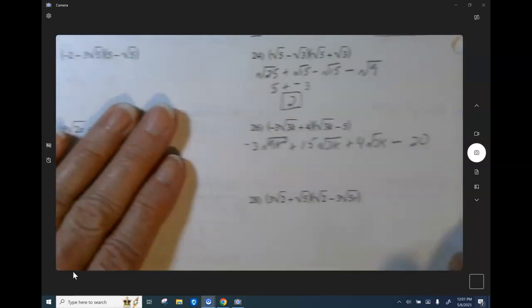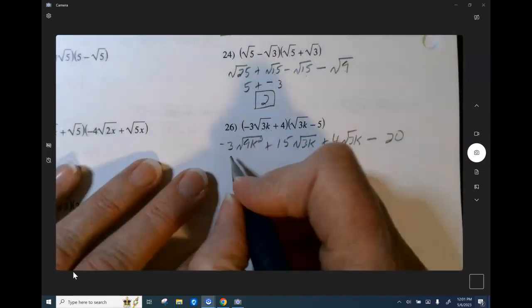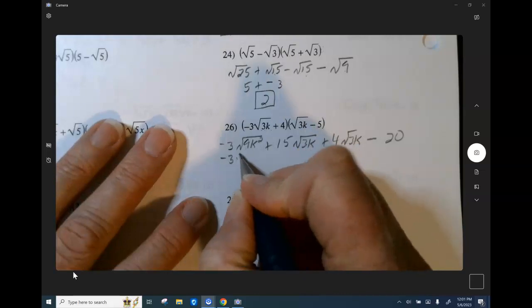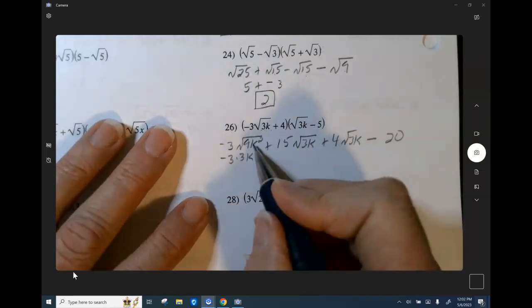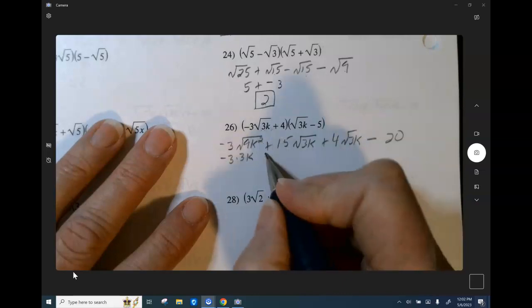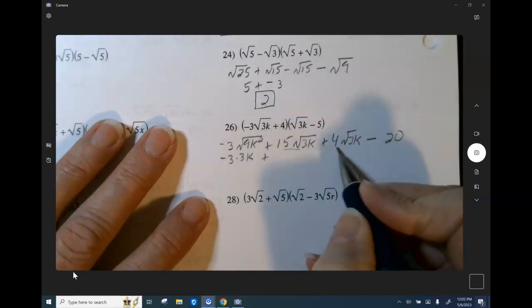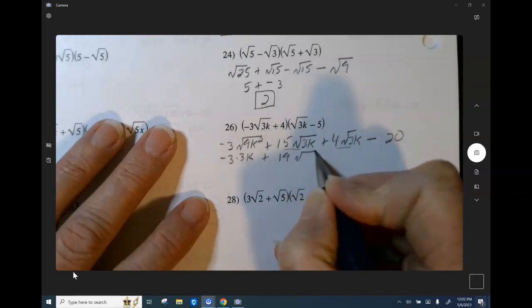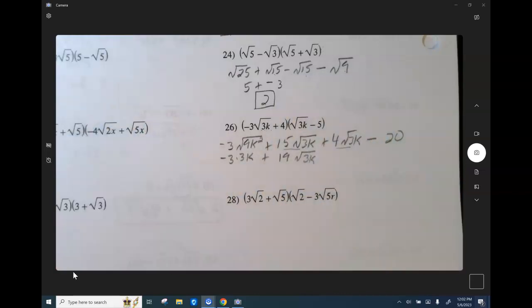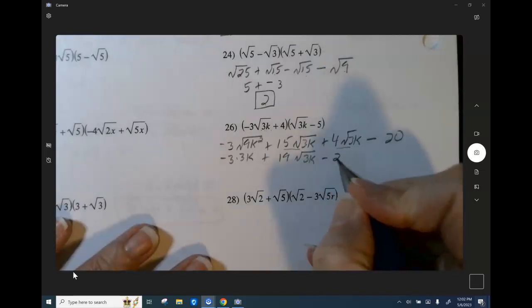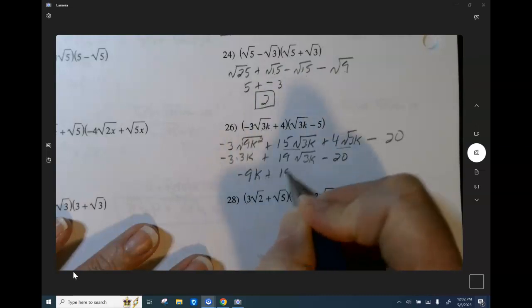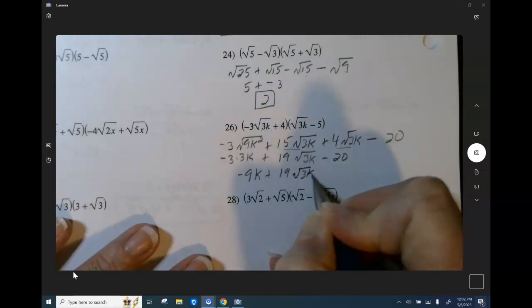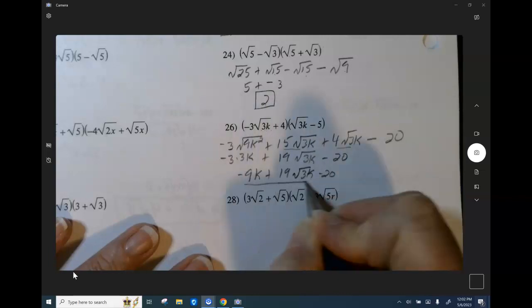Okay, you with me? So we can simplify here. We have a negative 3. Square root of 9 is 3k to the first power. Because when I take the square root, I divide the exponent by 2. Plus, oh look, like terms. So I have 19 square root 3k. And notice what's under the radical does not change. They're just like radicals. They just keep hanging out. Minus 20. So now I get negative 9k plus 19 square root 3k minus 20.